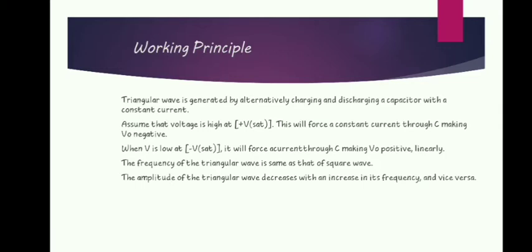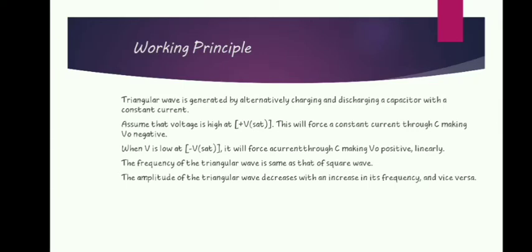Now, in order to obtain the top half, we'll move on to the next case. Now, the voltage is low at minus Vsat. It will also similarly force a current through the capacitor, whose value will be equal to I is equal to minus Vsat divided by the value of the resistor R3. This will make V0 positive linearly. Hence, we have obtained the top half of the diagram also. This process will take place repeatedly in order to form the triangular waveform.